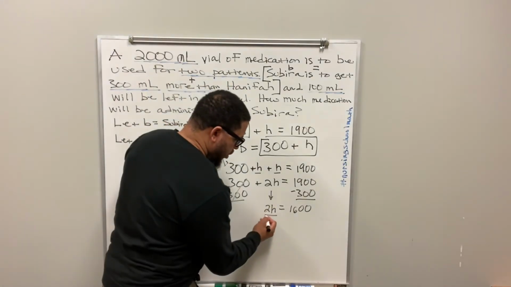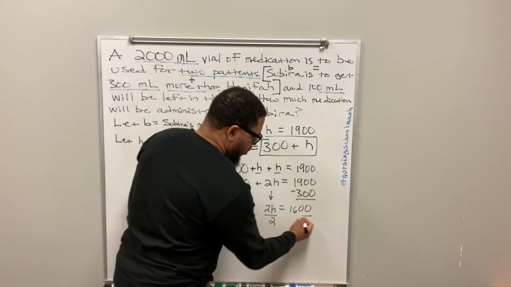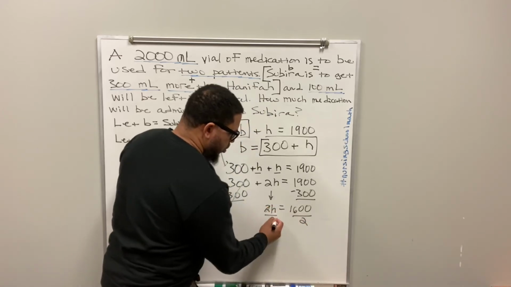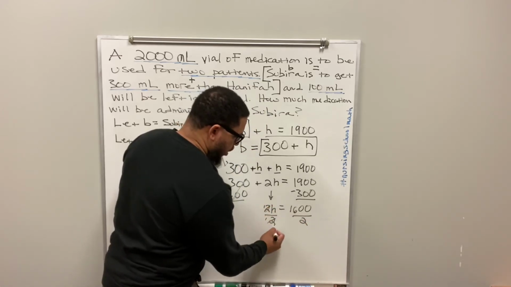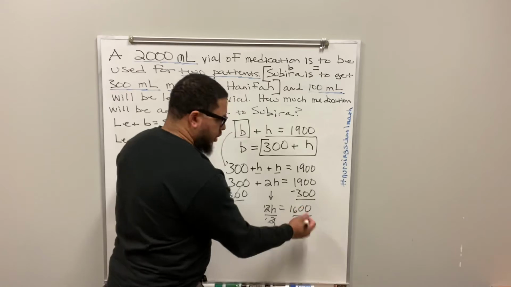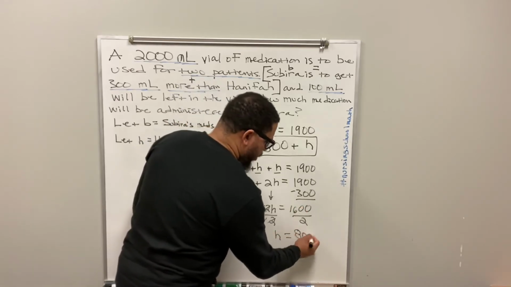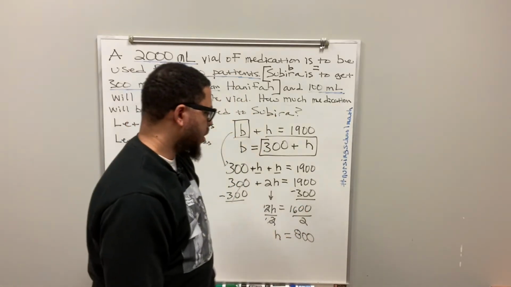The opposite of that is division. So I'm going to do this. Divide by 2 on the left side. Divide by 2 on the right side. 2 divided by 2 gives me 1, and 1 gives me H. 1600 divided by 2 is going to give me 800. All right? So I solve for H.